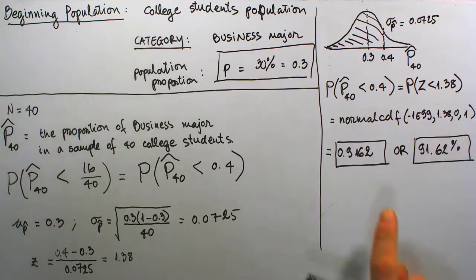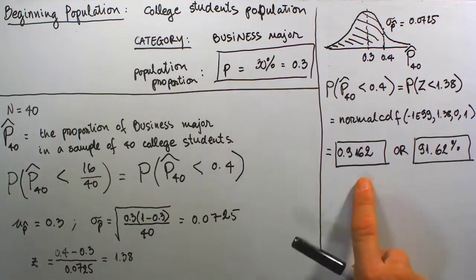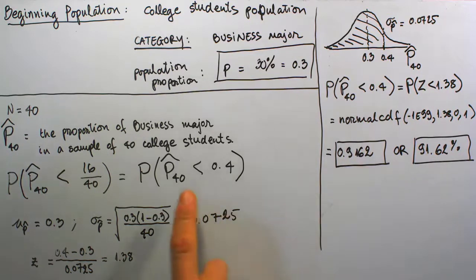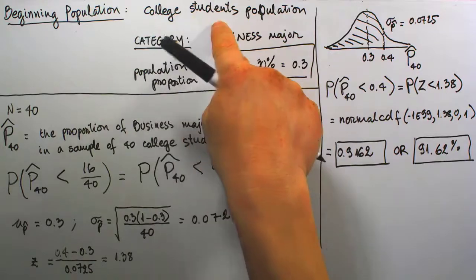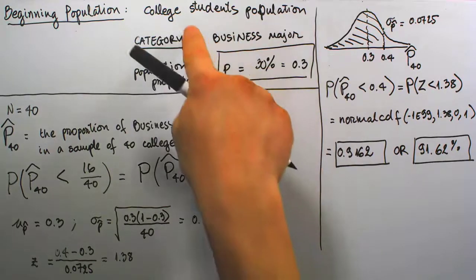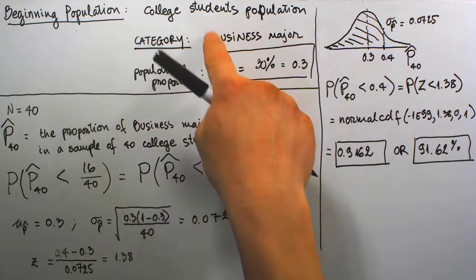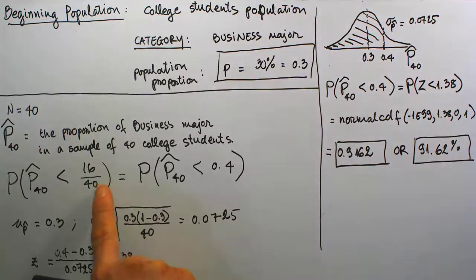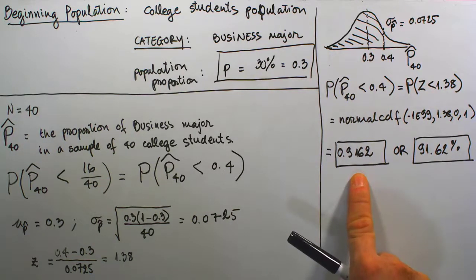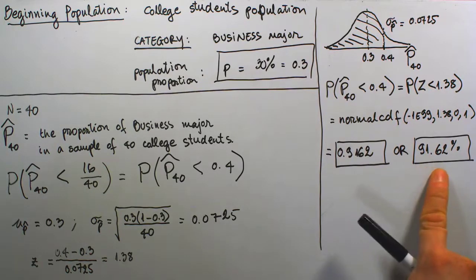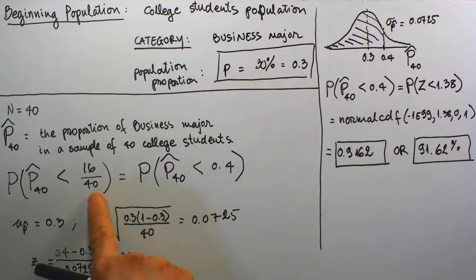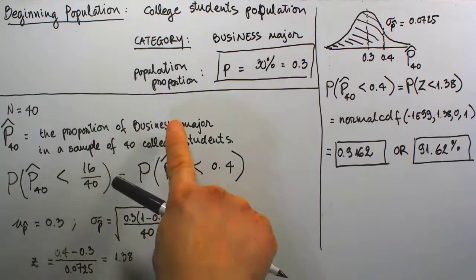So what is the meaning of this final probability? It means that anytime, think about from this beginning population, the population of all college students, if we picked a sample of 40 students from this population, then the chance of having the count less than 16 in the business major is quite high, 91.62% chance of time. Okay, so 91.62% of time we're going to run into a sample of 40 college students where less than 16 of them are in the business major.